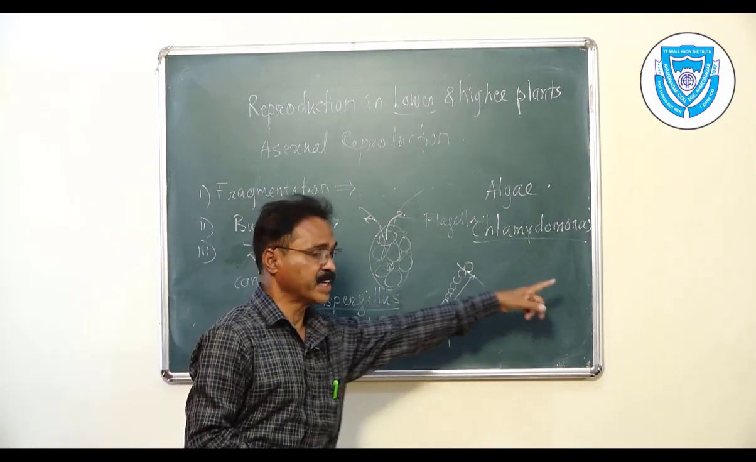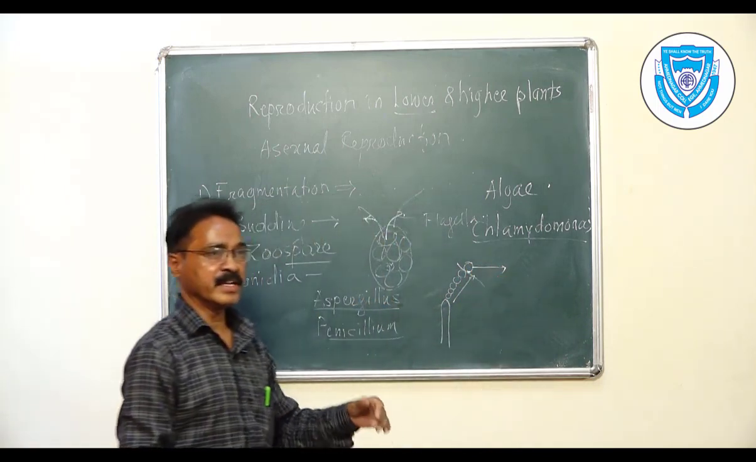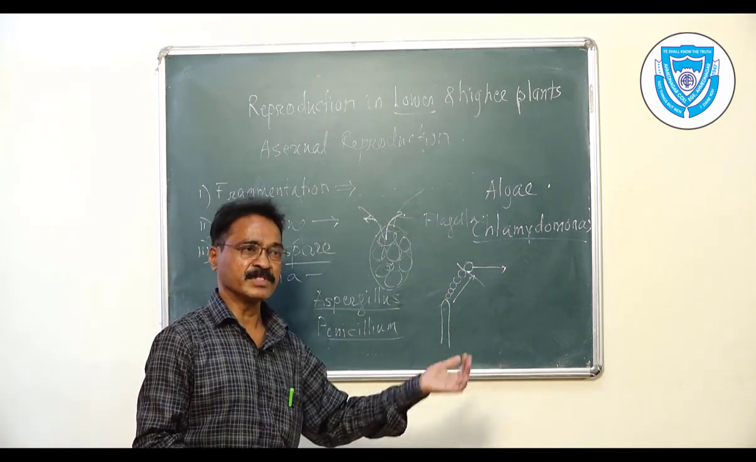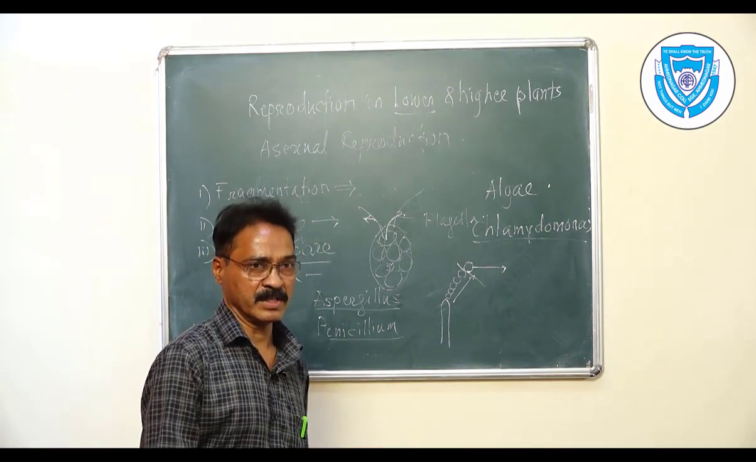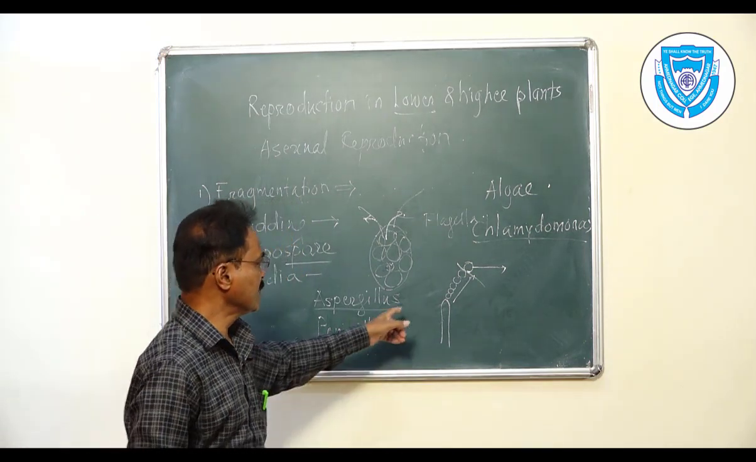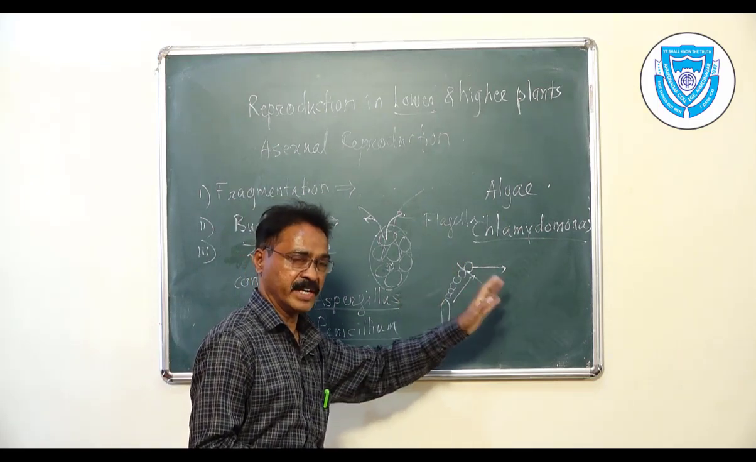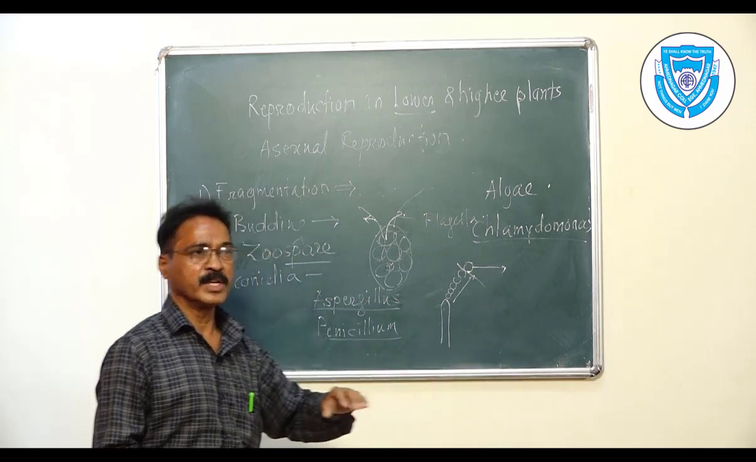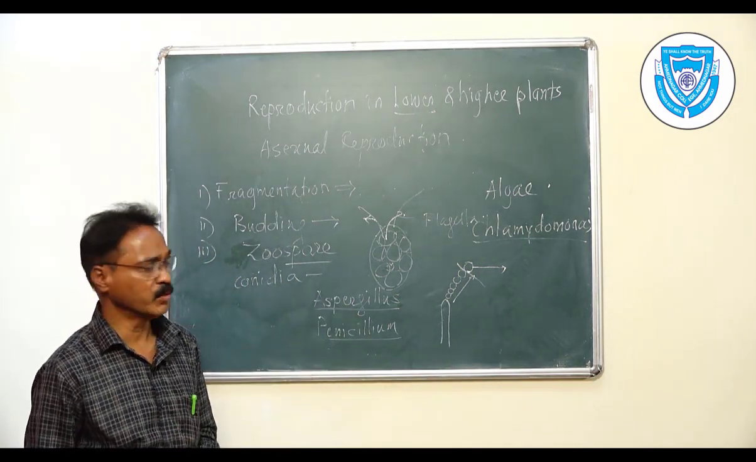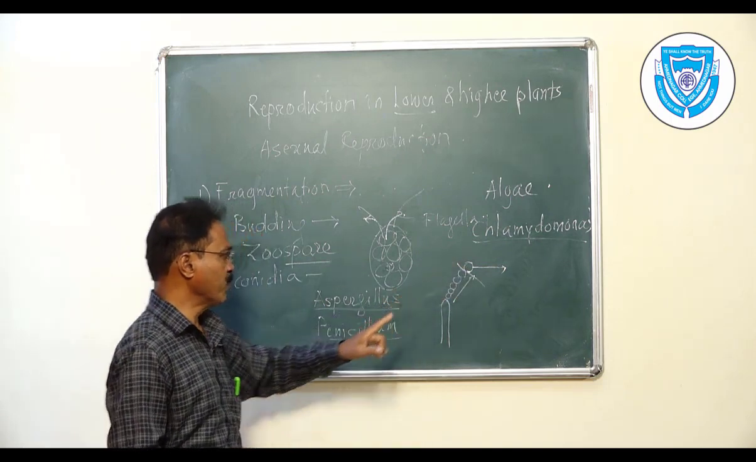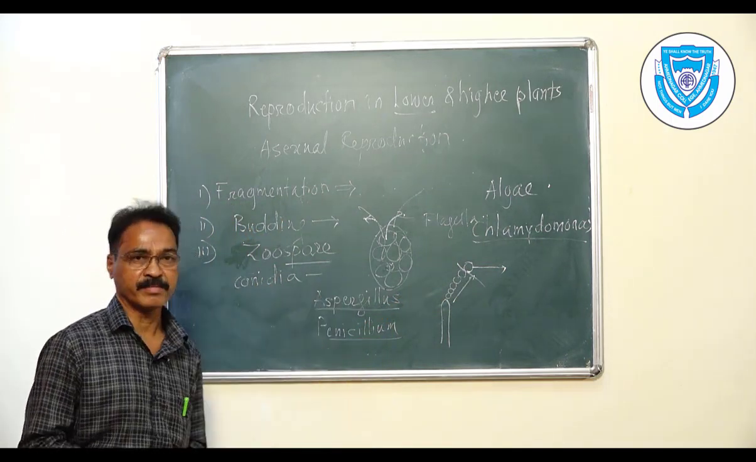The conidia gets separated, and it again behaves as an individual, the mother cell or mother plant. This is the method where development takes place: the cell divides, redivides, and again forms the fungal body, which is called hyphae and mycelium. So this method is also found in lower plants, by the formation of conidia.